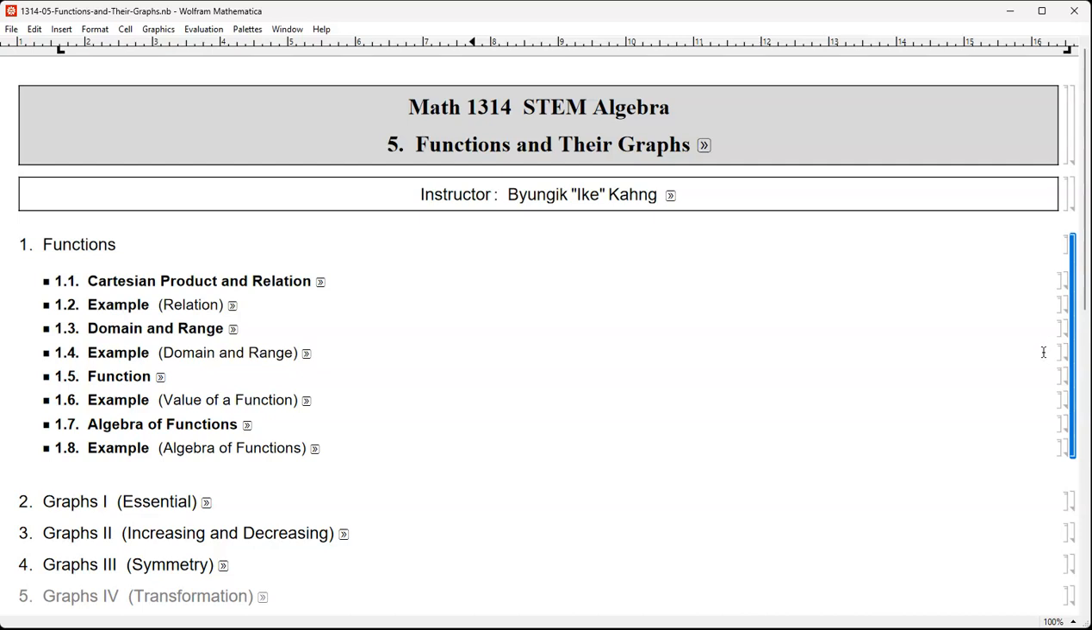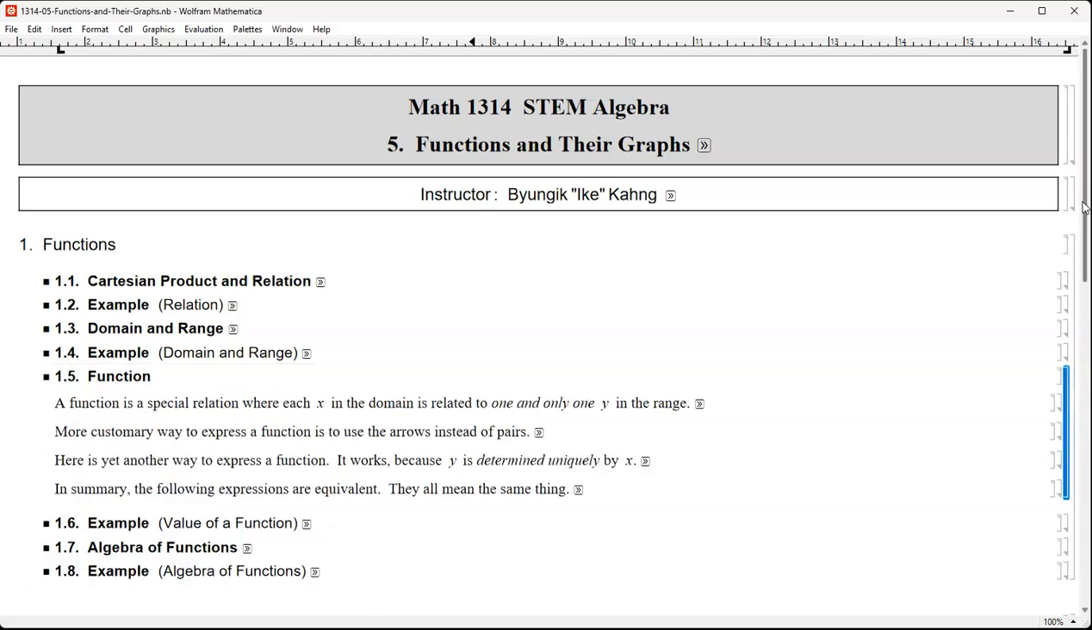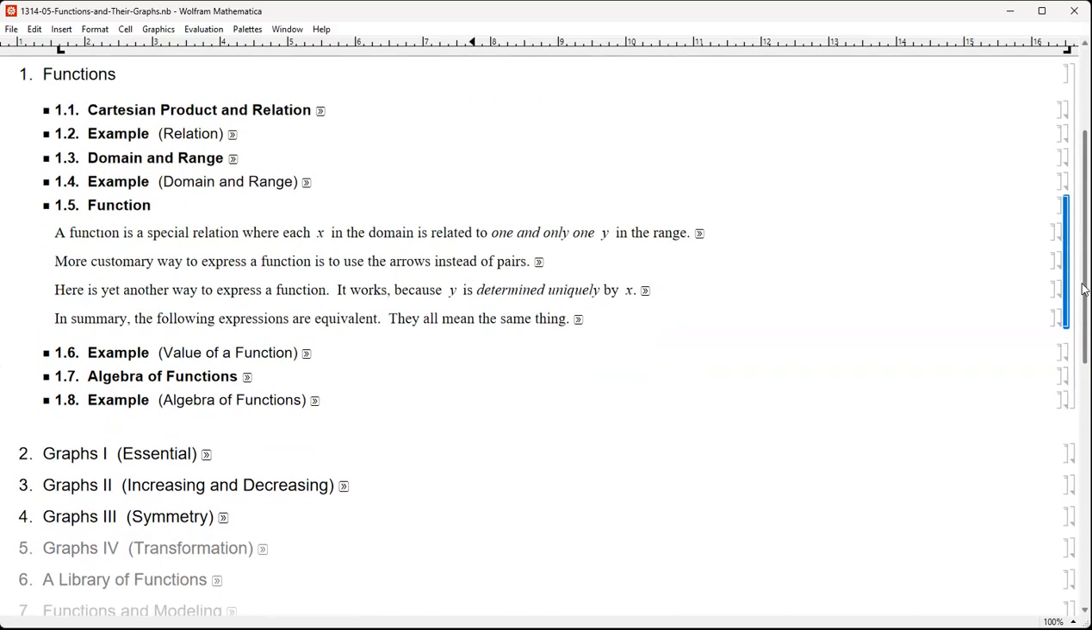Previously we completed relations and we went through domains and ranges of relations. Finally, let's begin discussing functions.